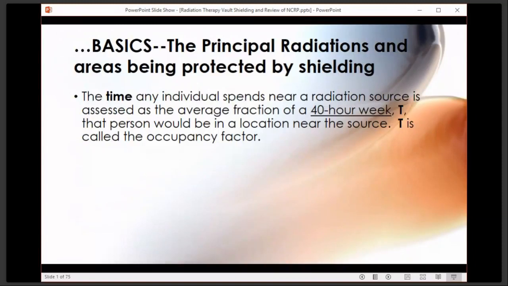Shielding is based on a 40-hour week. The occupancy factor, T, is the fraction of that 40-hour week that an individual would be near a source of radiation or in a particular area. And T is called the occupancy factor.